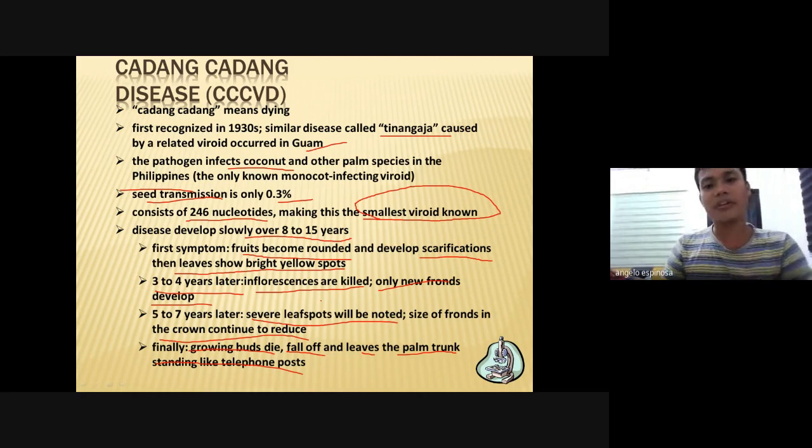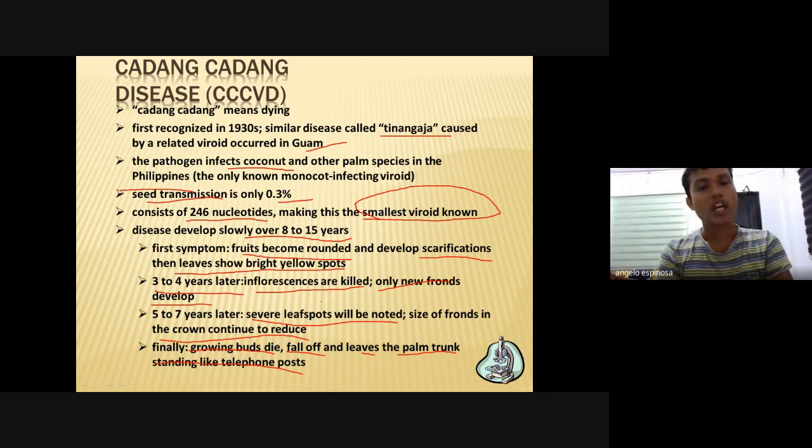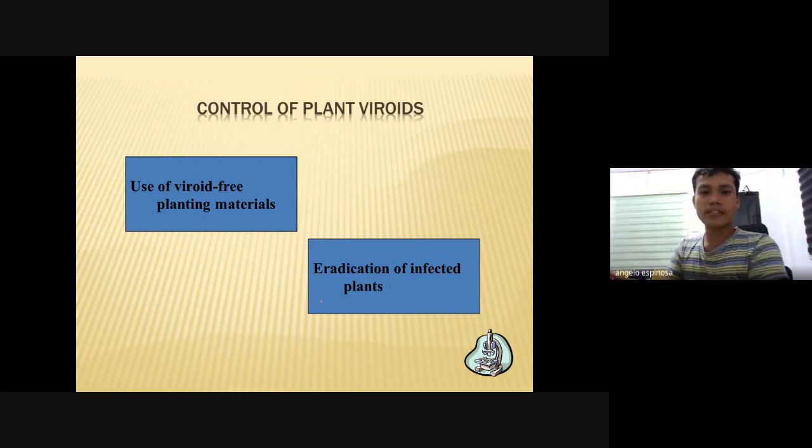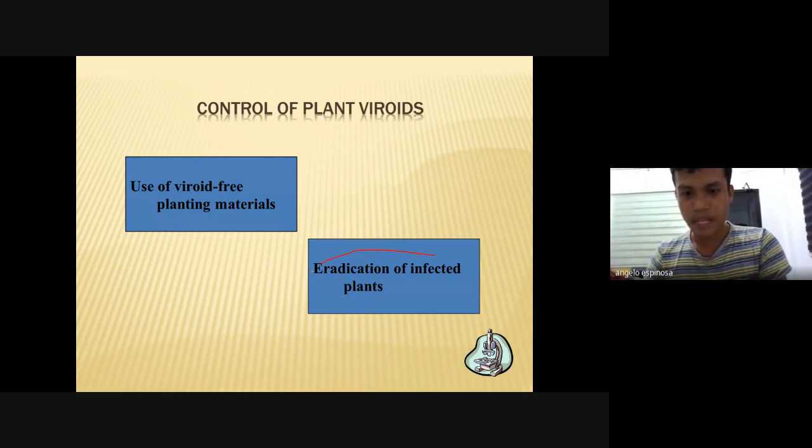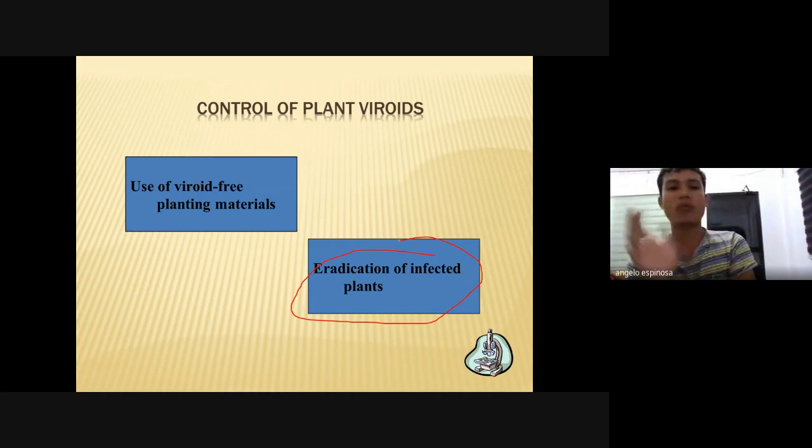Now, what are you going to do in eradicating kadang-kadang disease? You need to kill. You need to patayin ang coconut. Ang ginagawa nila dati, sinunog nila. After nila sinunog, pinutol nila ang coconut tree. Ayon, pinutol nila ang coconut tree. So what are you going to do? Putulin lahat muna ng coconut tree and after 3 years, saka ka pa pwedeng mag-plant ng another coconut. Okay? So this is how you're going to control plant viroids. Use of viroid-free planting materials and then eradication of infected plants. So sabi ko sa inyo, you need to eradicate it. Eradicate diretso. Wala nang quarantine-quarantine yan. Eradicate na yan. Kasi pag viroids, grabe ang infection yan.